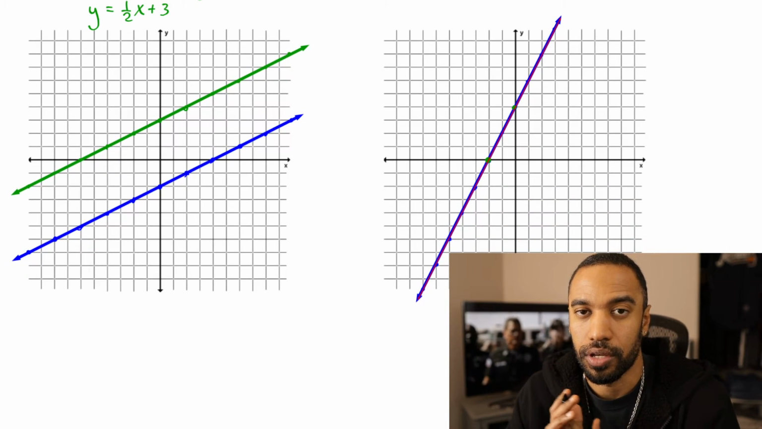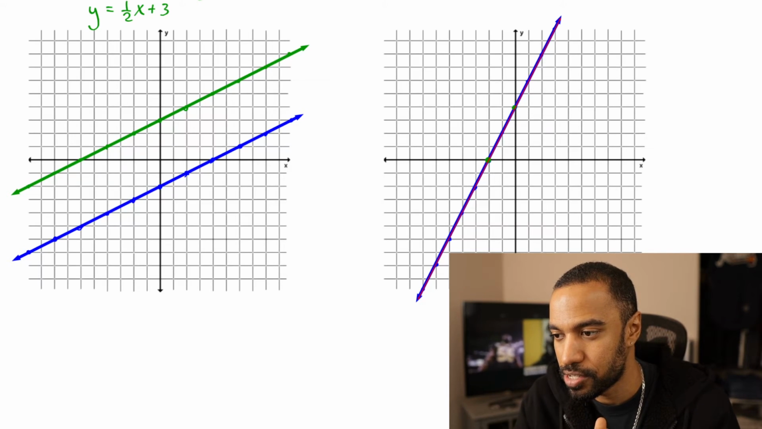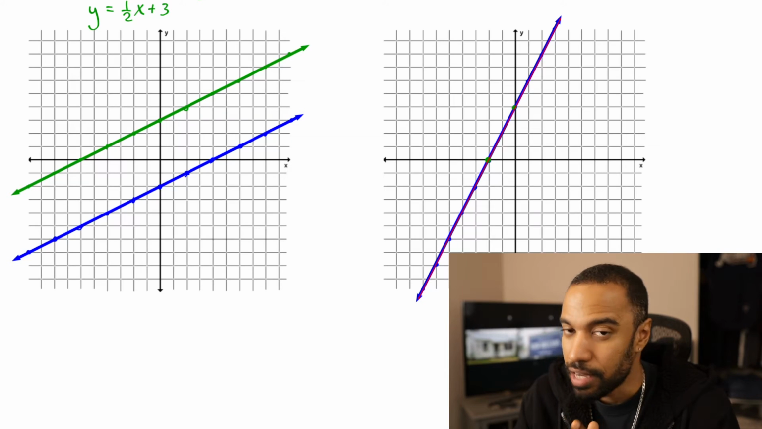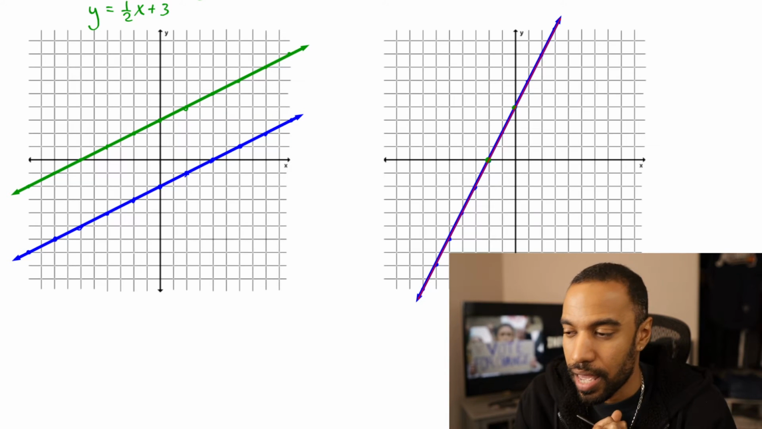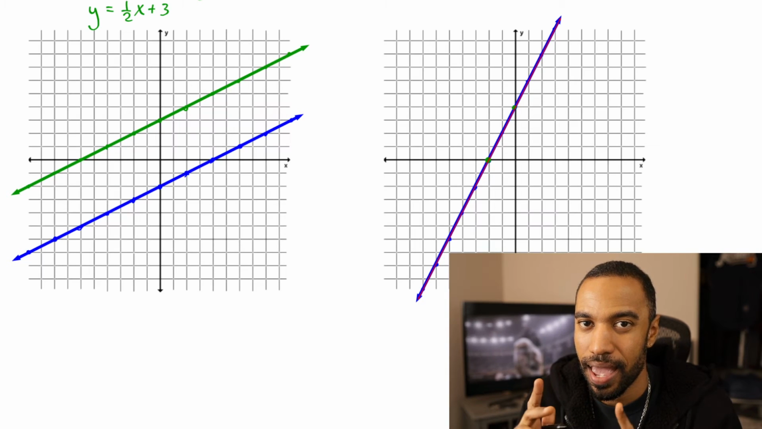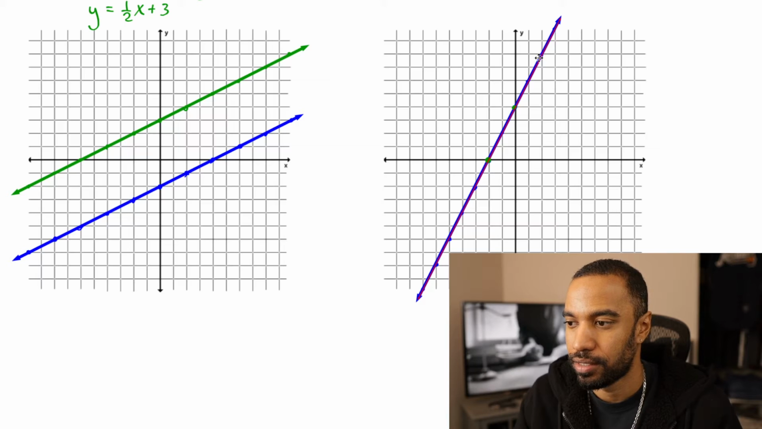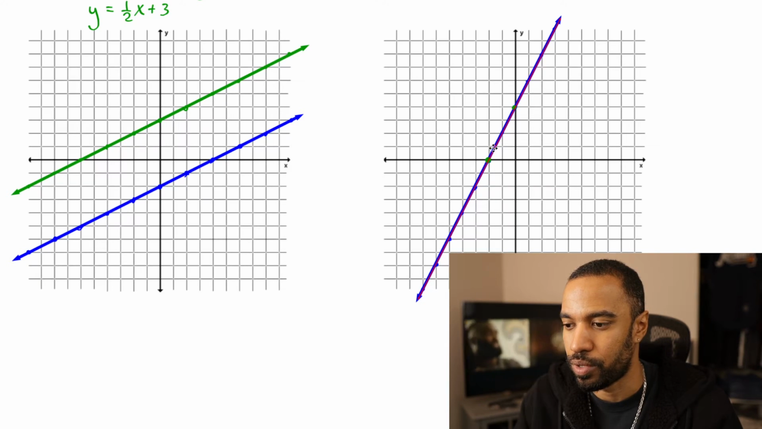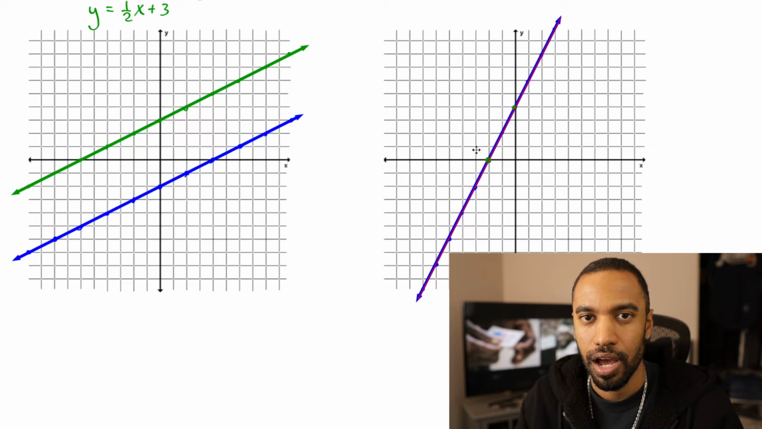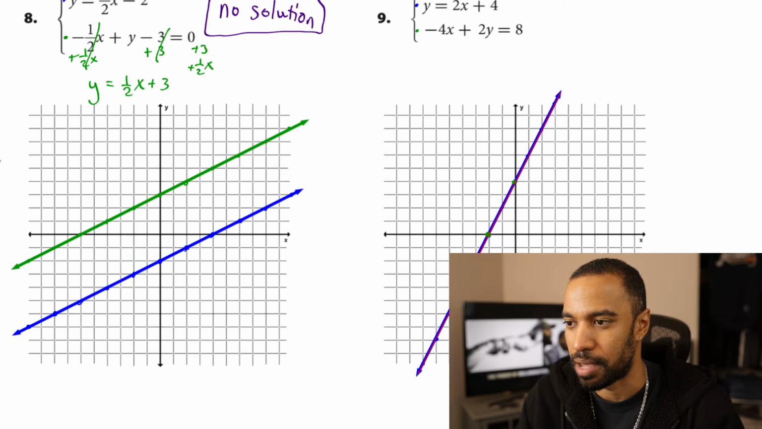These two lines are what's called coincident. They intersect everywhere. This is called a dependent system, where there's an infinite number of solutions. Everywhere that one equation is a solution, the other equation is also a solution. At 2, 8, at 0, 4, at negative 2, 0, at negative 5, negative 6. All of these are solutions for both equations at the same time.